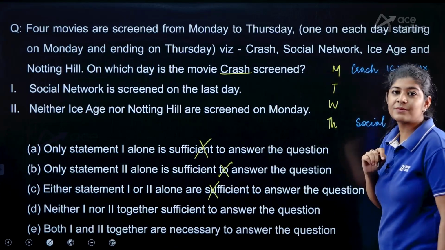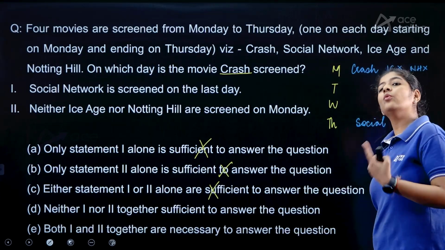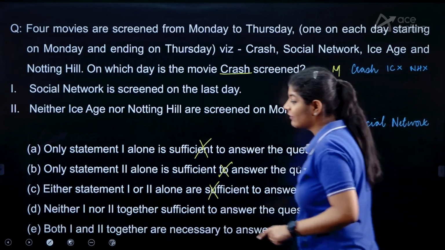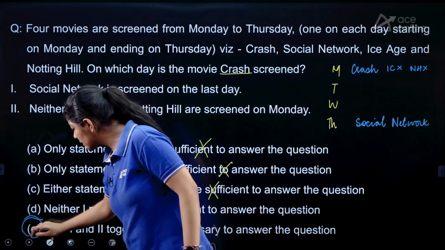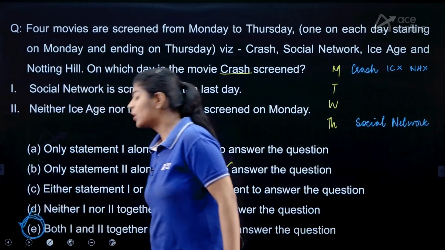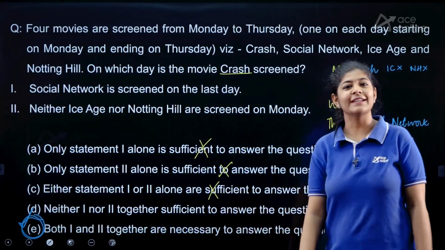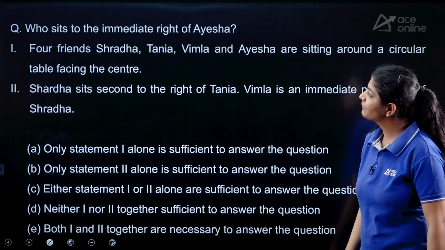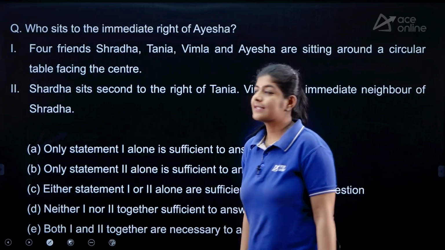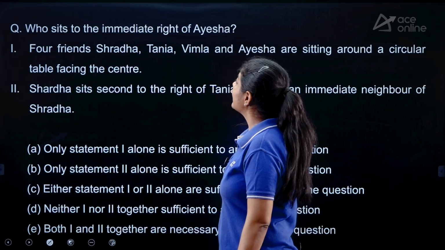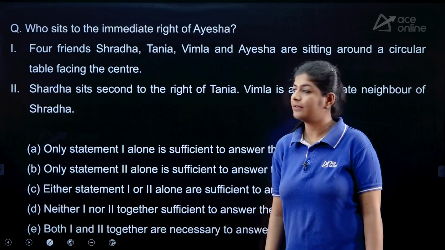That means Crash is screened on Monday, but we are only able to get this answer when we merge both of them together. Option number E is the correct one. Clear? Next. The next question says, who sits to the immediate right of Aisha?